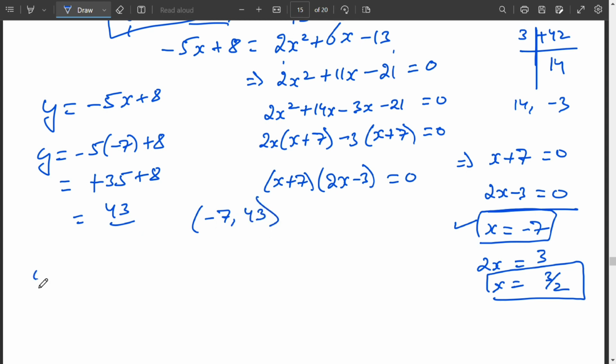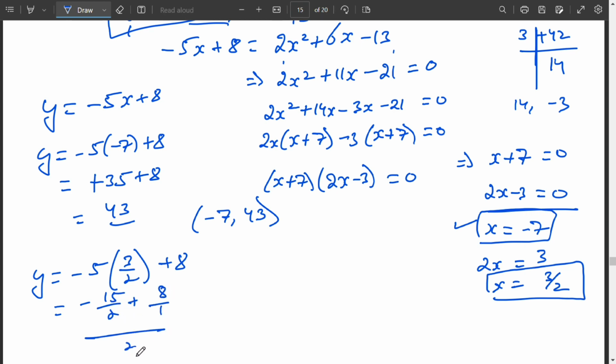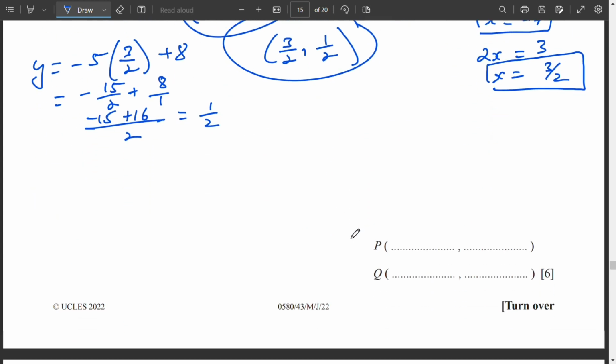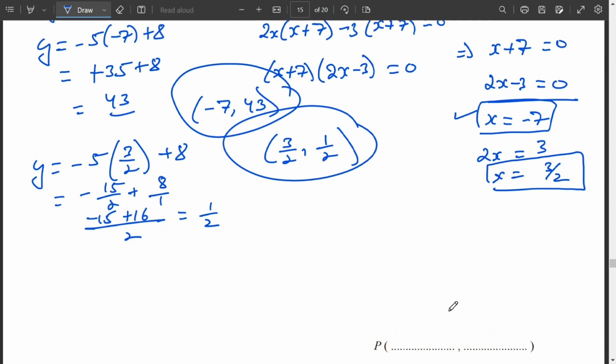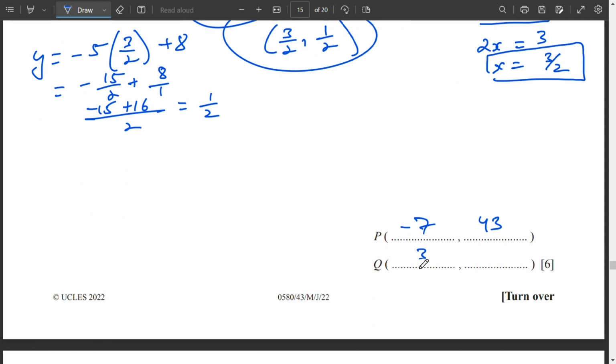Now when x is 3 by 2, y is minus 5 times 3 by 2 plus 8. So this is minus 15 by 2 plus 8. You take the LCM as 2. This goes minus 15, and 8 times 2 is 16. Minus 15 plus 16 is 1. So 1 by 2. So here y is 1 by 2. The other point is 3 by 2 comma 1 by 2. So these two are the required coordinates. So we can write P as minus 7, 43 and Q as 3 by 2 and 1 by 2.